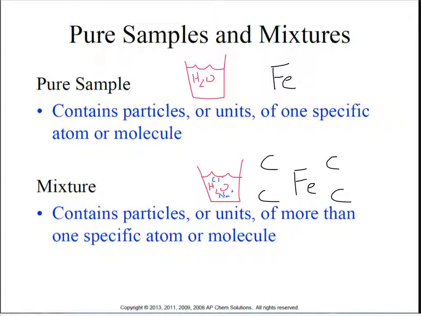Alright, so a mixture isn't always something you can necessarily see. Like if you look at sand, you can see all the individual rocks. That is a mixture, but some mixtures are homogeneous, which means everything looks the same. So there you go, pure samples and mixtures.